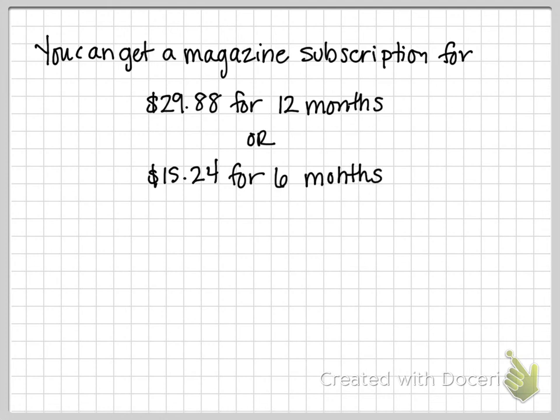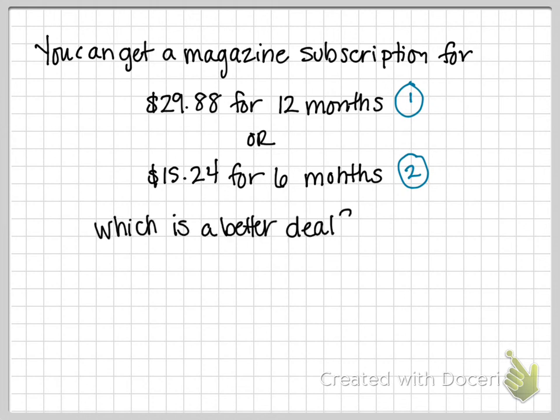Here's our word problem. Pay attention because we do see word problems on our tests and quizzes and we always practice them in class so that we're ready for them on tests and quizzes. Here's what it says. You can get a magazine subscription either for option 1, $29.88 for 12 months, or you could do option 2 and pay $15.24 for 6 months. The question asks, which is a better deal? Which is a better deal?